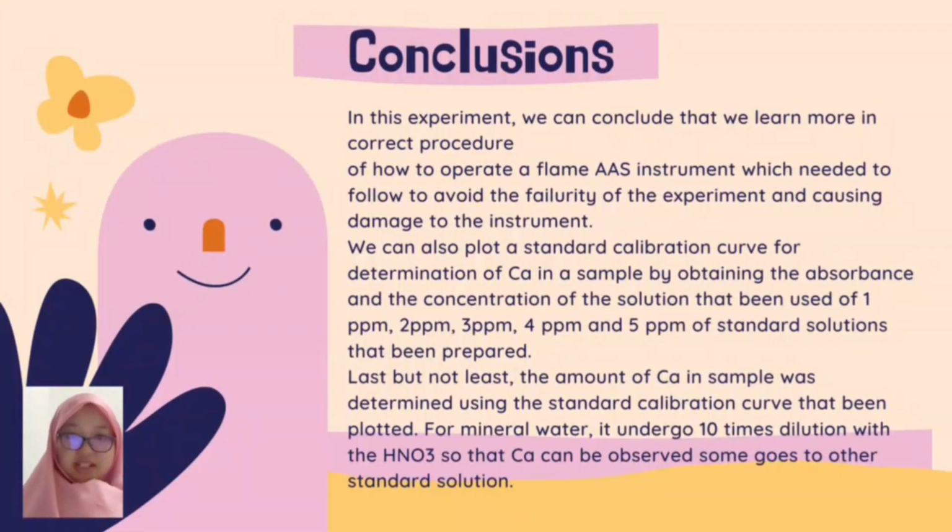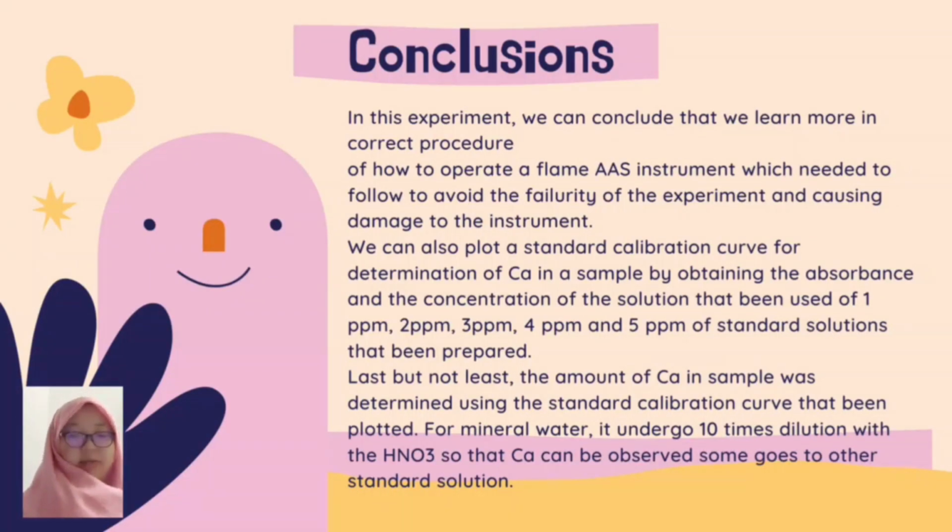Thank you. For the conclusions, in this experiment, we can conclude that we learned more about the correct procedure of how to operate the AAS instrument, which needs to be followed to avoid compromising the validity of the experiment. We can also plot the standard calibration curve for the determination of the samples and obtain the absorbance and the concentration of solutions used in the different standard solution concentrations.